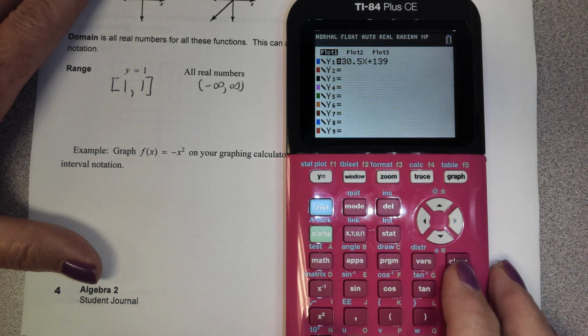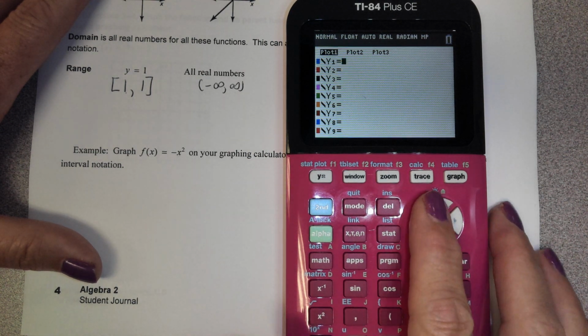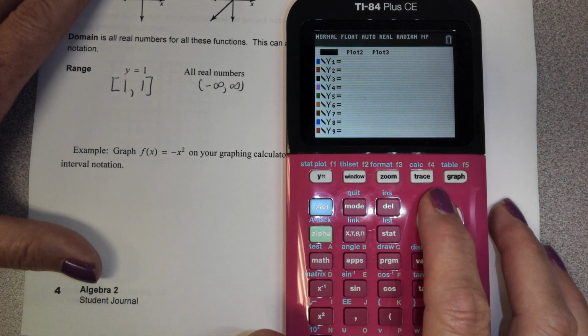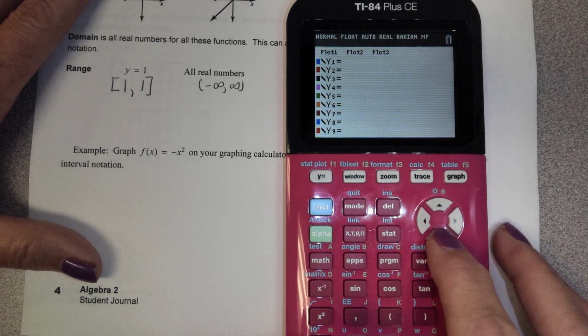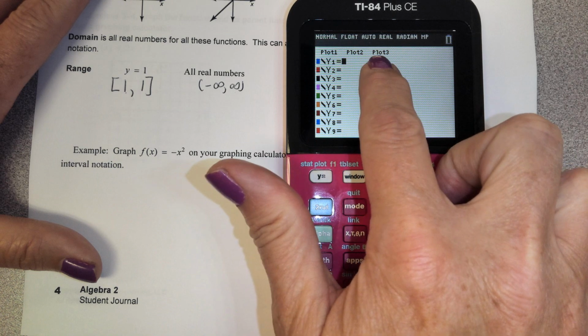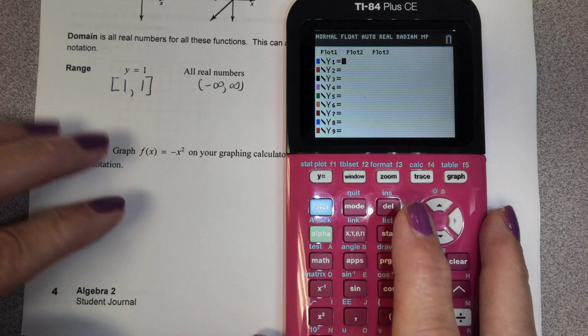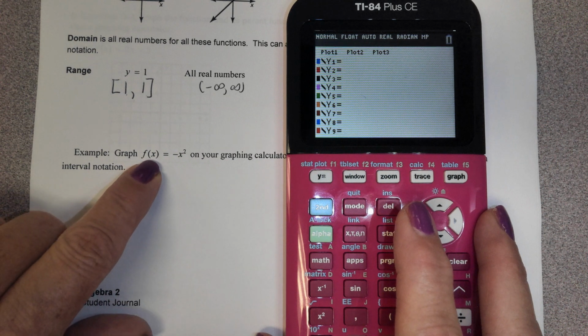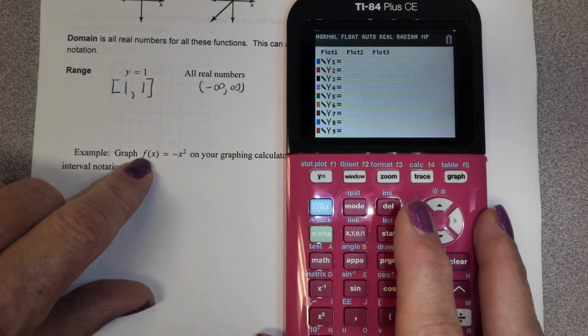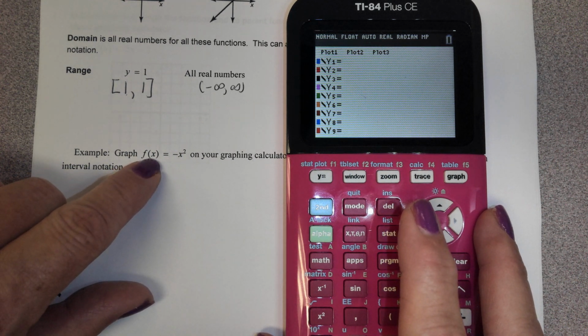Go to y equals. Clear anything out of here. If your stat plots happen to be on, which yours will not be, I can just hit enter. So I want all of these to be unhighlighted. Yours probably is unhighlighted already. So now f of x just means the same thing as y. All this is saying is that we have a function and x is our variable.